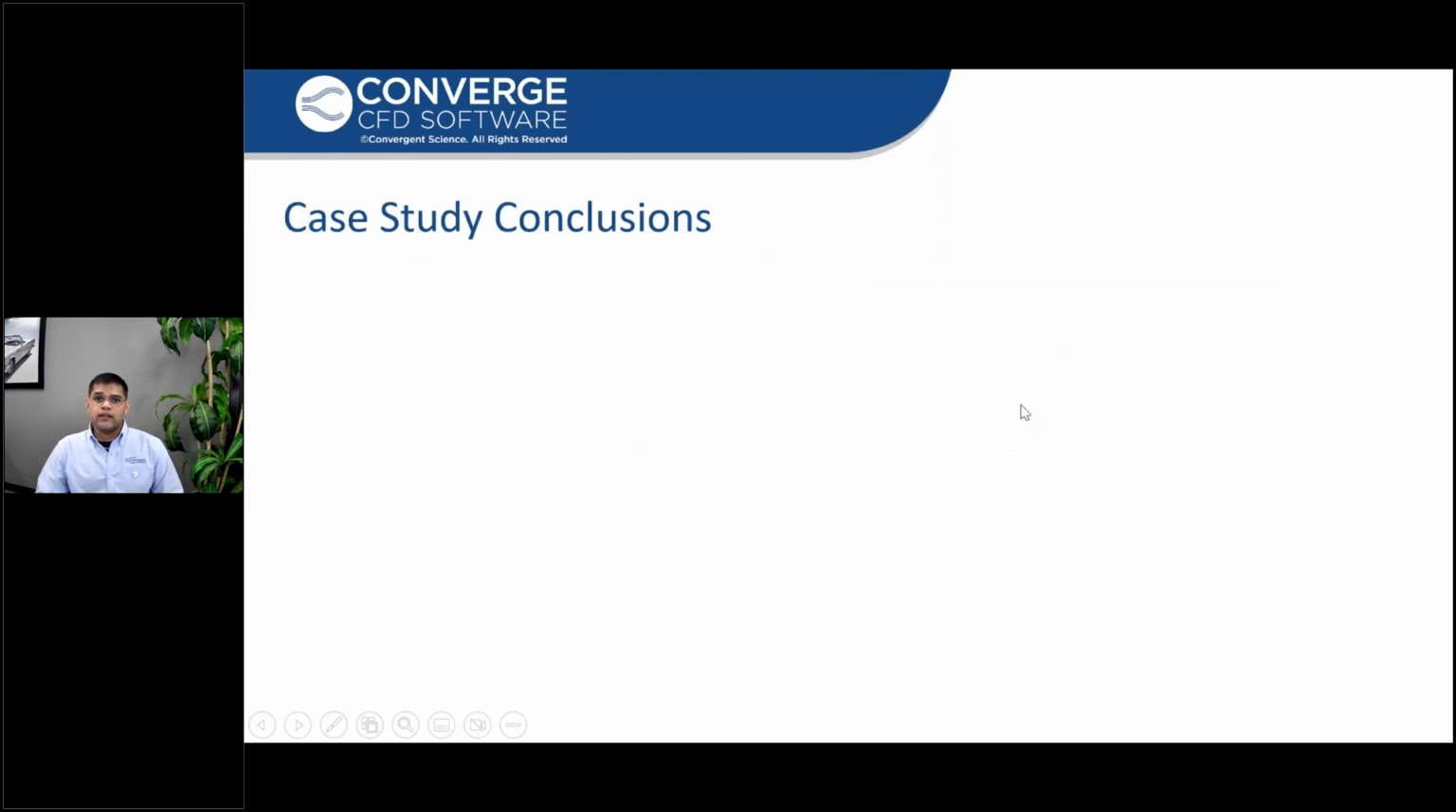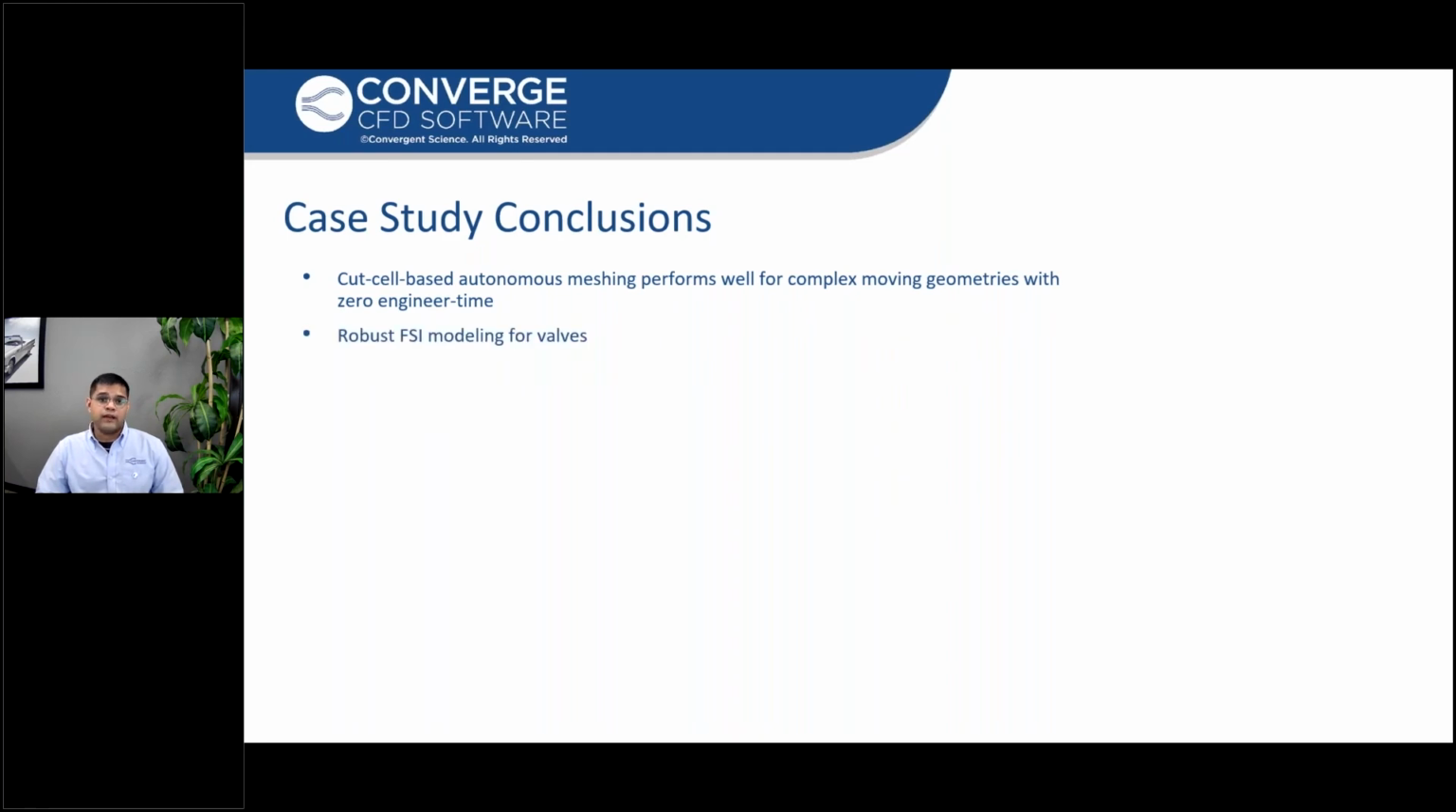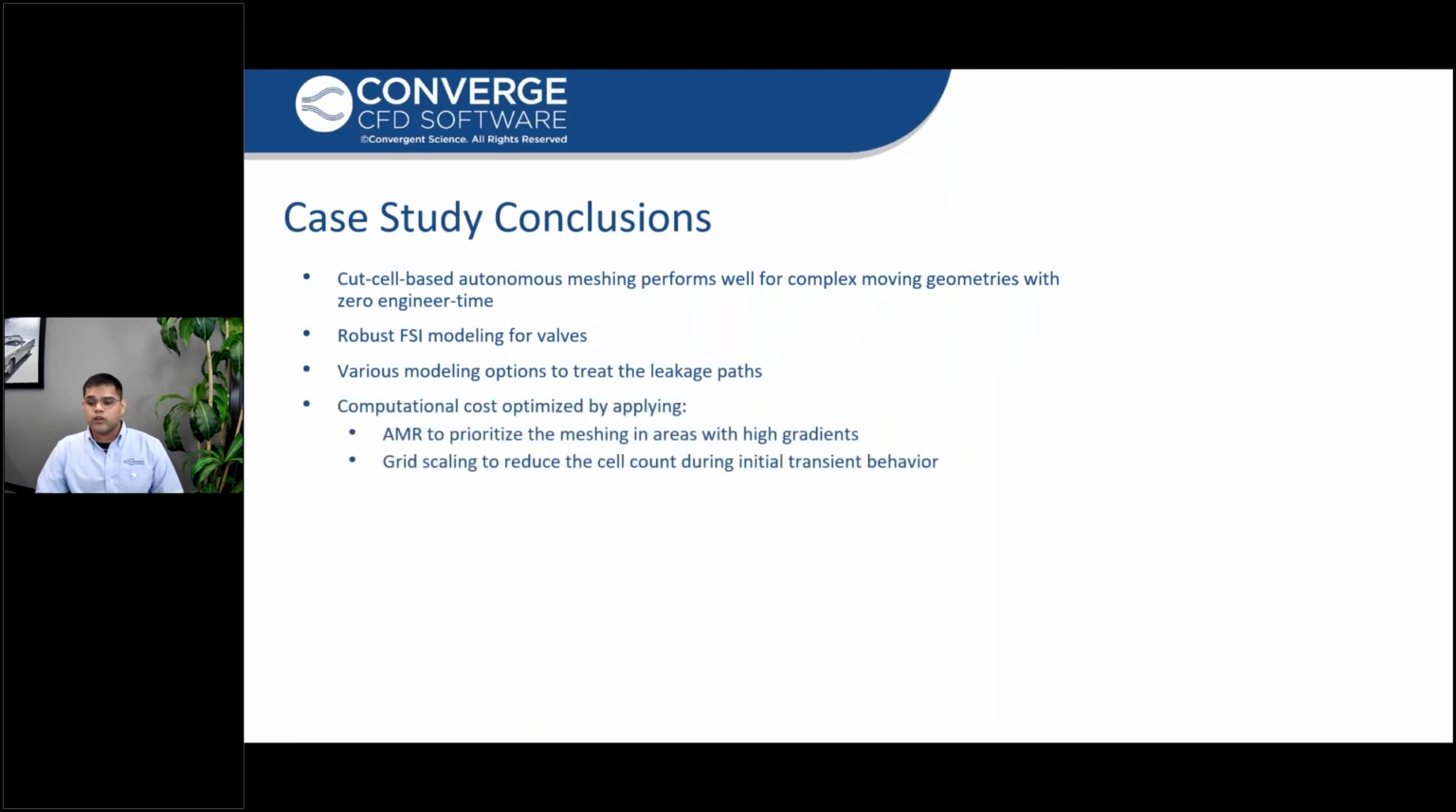So with that, we can make certain conclusions regarding the CFD model. First is that the cut cell based autonomous meshing performs very well for complex moving geometries and without any engineering time that goes into the meshing. We also have a very robust FSI modeling for walls. We have various modeling options to treat the leakage paths.